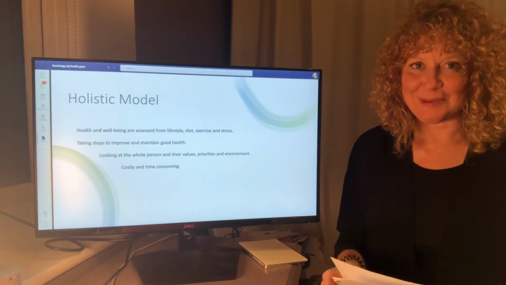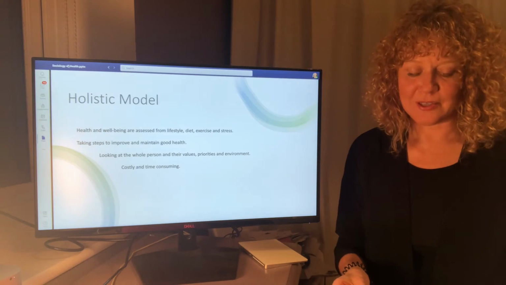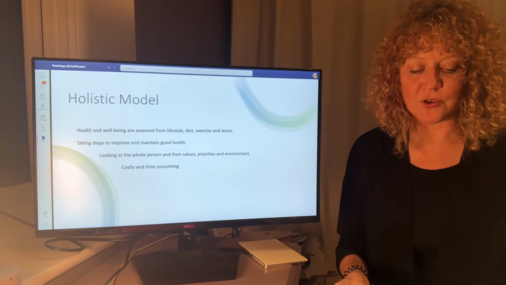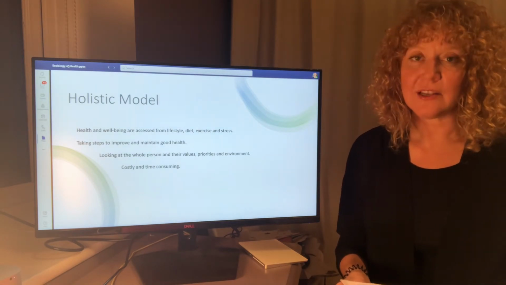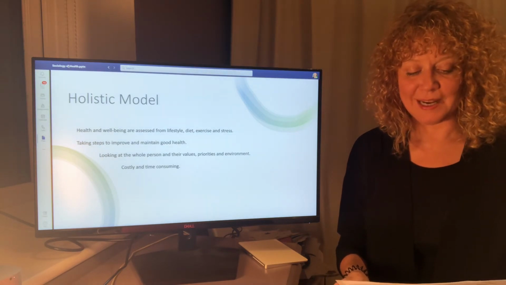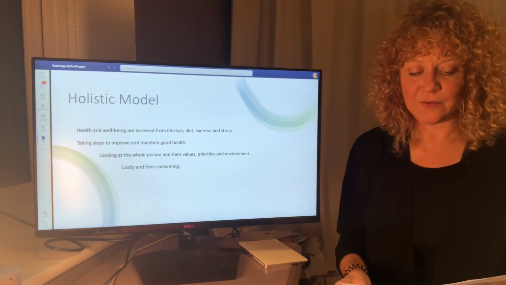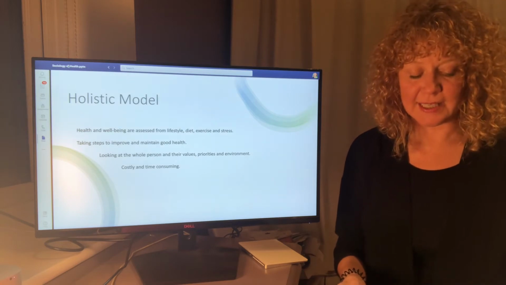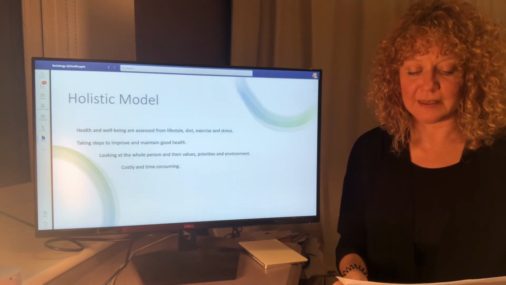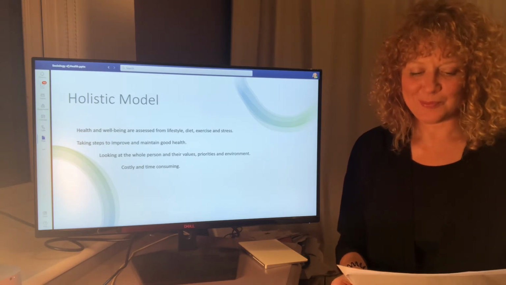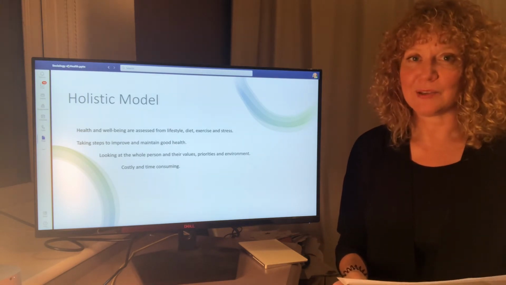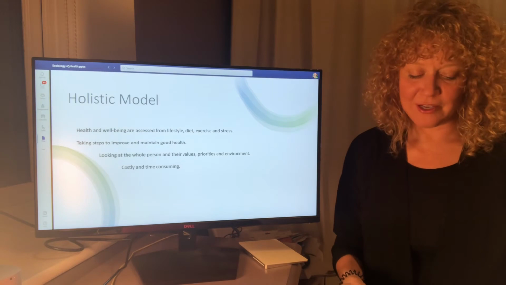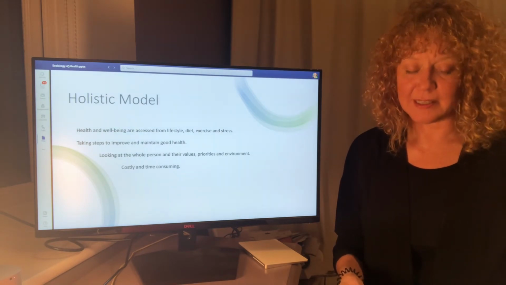Slide 5 is the holistic model. Health and well-being levels are assessed from lifestyle, diet, exercise and stress, with the person being engaged and involved. An individual's holistic health is not static. It is changing over time, being affected by life decisions and choices. To understand how these 4 aspects operate in the person's surroundings, relationships and environments, this model suggests that health professionals can improve their effectiveness if they look at the whole person, values, principles and environment, and physical and mental welfare. This model is costly and time-consuming. However, professionals increasingly take the holistic view of health to understand the illness.